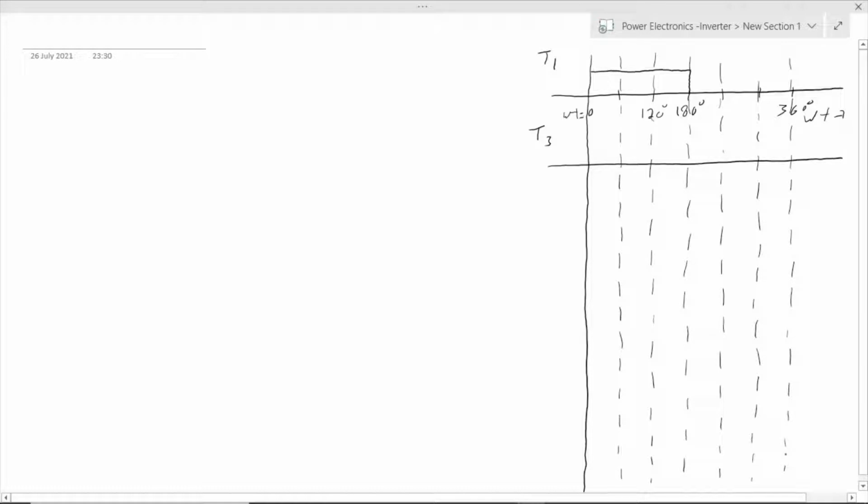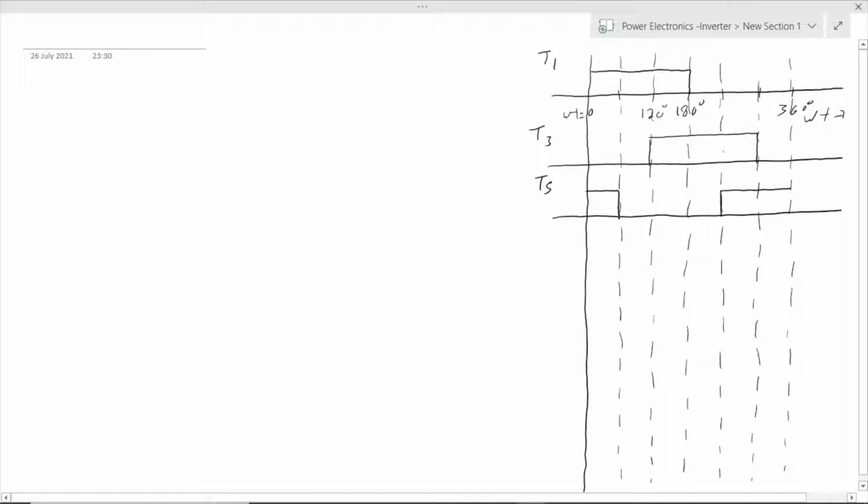Okay, so T3 will be on at 120 degrees, from 120 to 180 degrees. Okay, fine. And T5 will be starting at 240 degrees. So it will be switched on at 360 and carry on for 180. Okay.